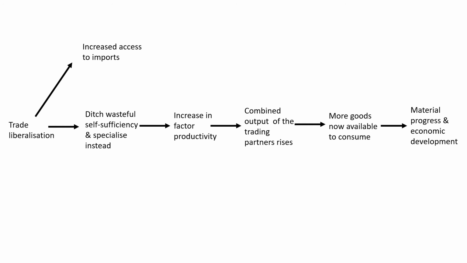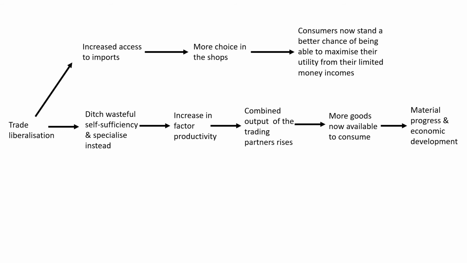The second route through is that you say, well, trade liberalisation involves getting rid of tariffs and quotas. So that means that households have got improved access to a wider range of products. So there's more choice. So consumers now have got a far better chance of being able to maximise their utility from their limited money incomes. So again, that leads to material progress and economic development.